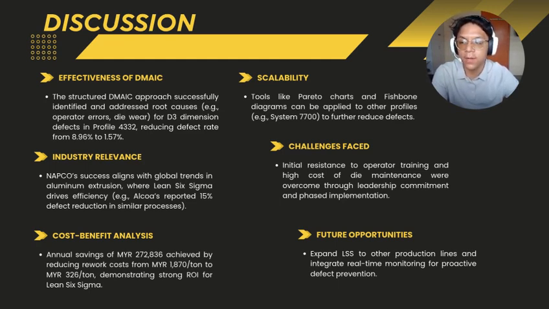First, let's talk about the effectiveness of DMAIC. By following its structured 5-phase approach, define, measure, analyze, improve, control, we pinpointed root causes like operator errors, inconsistent setups, and die wear. This led to an 82.5% reduction in D3 dimension defects for profile 4332 from 8.96% to 1.57%. That's a clear win for process quality.